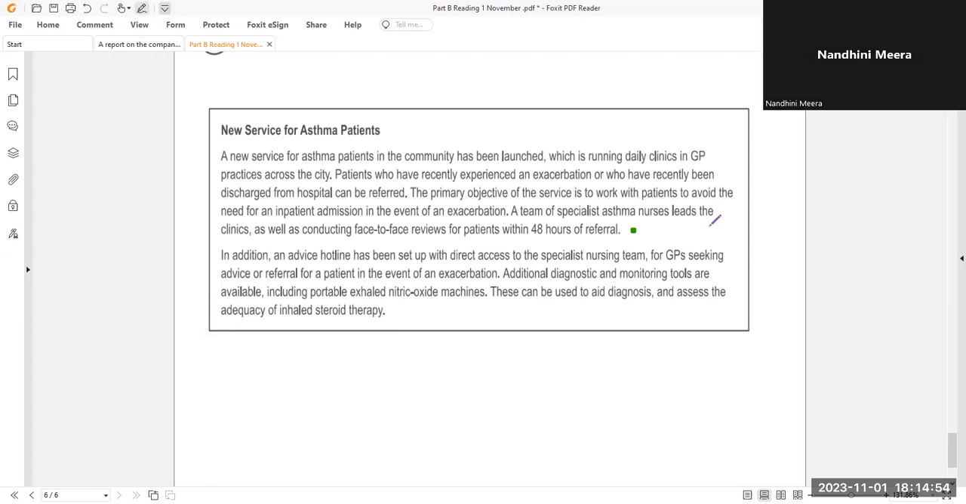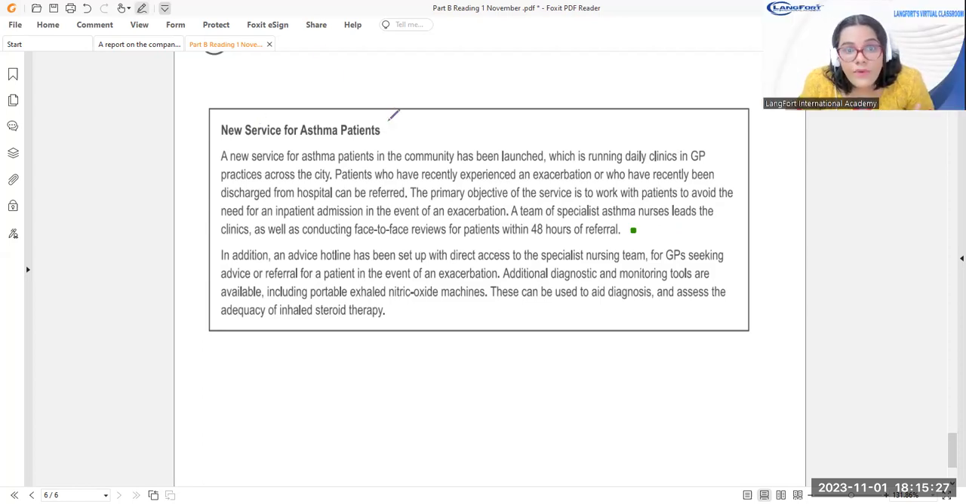A new service for asthma patients in the community has been launched, which is running daily clinics in GP practices across the city. Patients who have recently experienced an exacerbation or who have recently been discharged from the hospital can be referred. The primary objective of the service is to work with patients to avoid the need for an inpatient admission in the event of an exacerbation. A team of specialist asthma nurses leads the clinic as well as conducting face-to-face reviews for patients within 48 hours of referral.